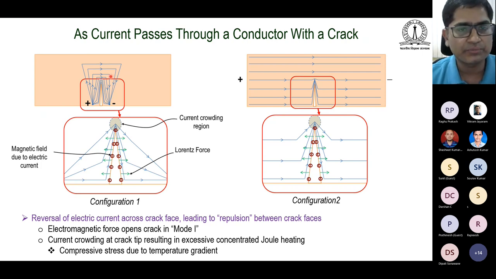So there will be some sort of compressive stresses built in here. We have a system where we are looking at tensile stresses, which are trying to open up the crack. Then there are compressive stresses at the crack tip because of the thermal temperature gradient, and the material near the crack tip is sitting at very high temperature. So this is what we are looking at. This is the whole system.